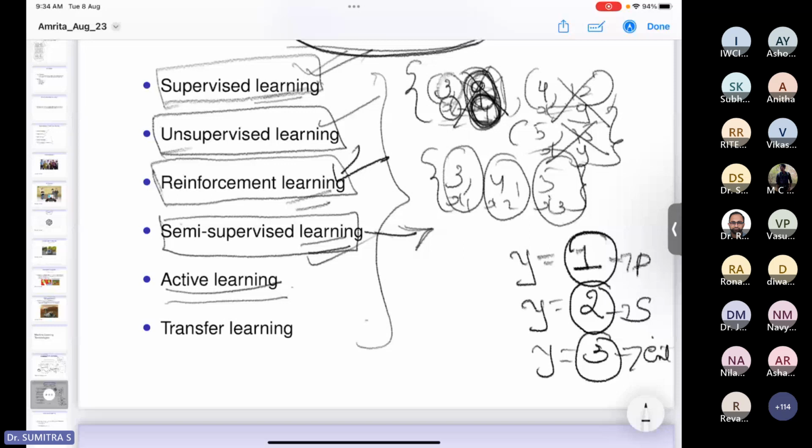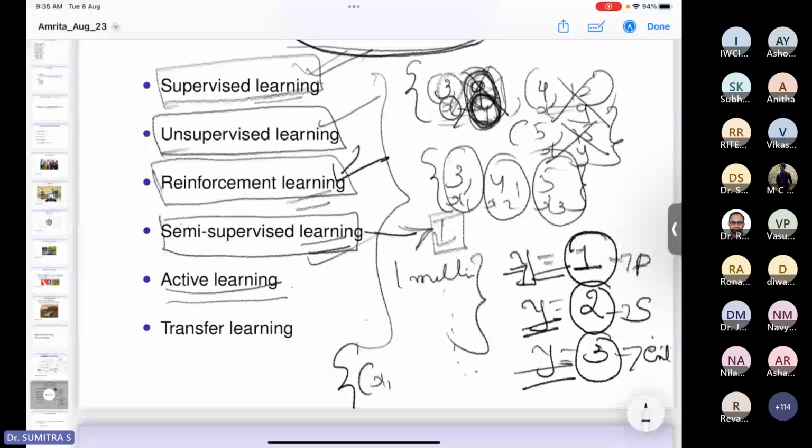So we have 1 million documents. We hire a group of persons, and they have to go through each of these documents and mark whether it is y equals 1, y equals 2, or y equals 3. In that way, we will generate all this data. But this is a very expensive task.